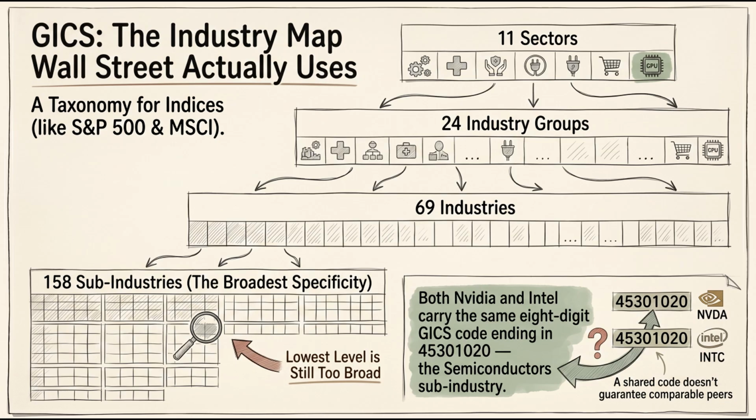Interestingly, both Nvidia and Intel carry the same 8-digit GICS code, ending in 45301020, which represents the semiconductors sub-industry. While GICS is a helpful starting point, as we will see, this lowest level is often still far too broad for the precise comparisons needed for accurate valuation.